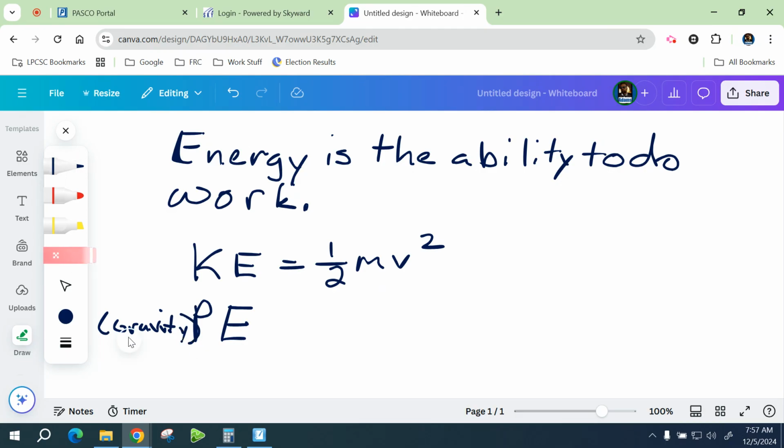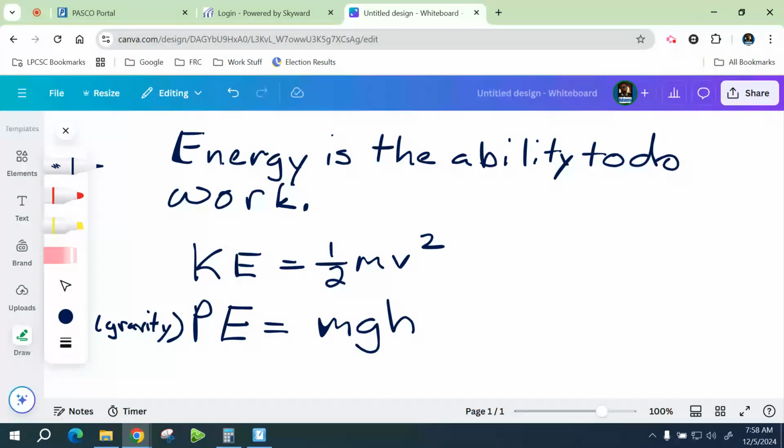Oh, that doesn't look good. Let's see if I can fit it in real tiny. Gravity. There we go, that's a little better. And that is the mass times the acceleration due to gravity times the height. That's one of the equations.